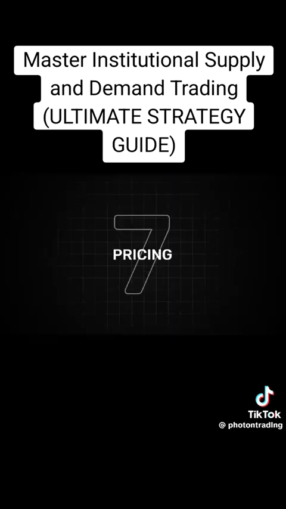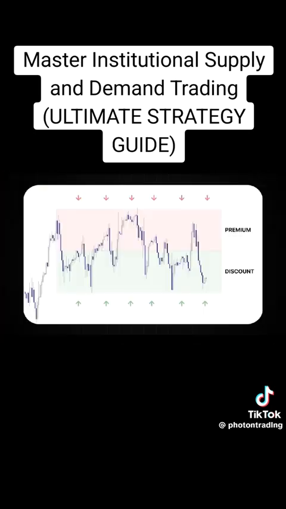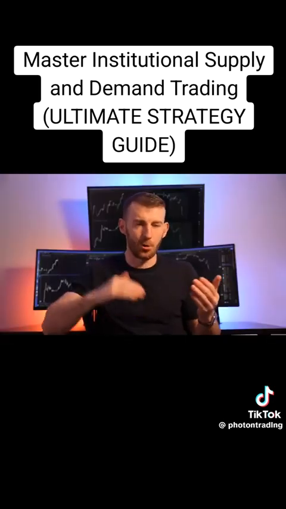Number 7, is the zone well priced? Generally, the highest probable demand zones will be buying in discount prices, which is in the bottom 50% of the range, or selling premium prices in the top 50% of the range. This also improves your risk reward because we want to buy low and sell high, right?